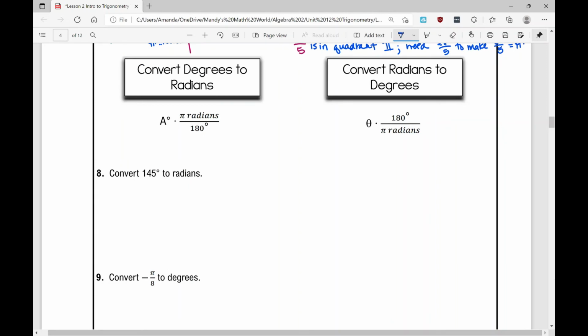So when I'm converting degrees to radians, I'm going to take the degree measure and multiply it by pi over 180. So if I'm going to convert 145 to radians, I'm going to do 145 times pi over 180. When I take a whole number and multiply it by a fraction, I'm going to put that whole number over 1. 145 over 1 times pi over 180.